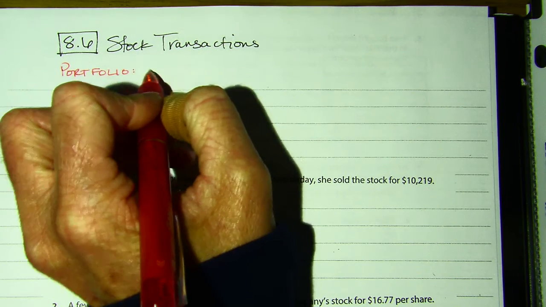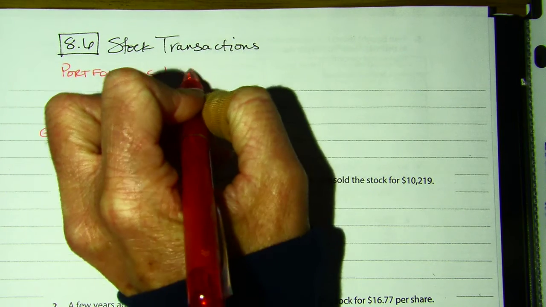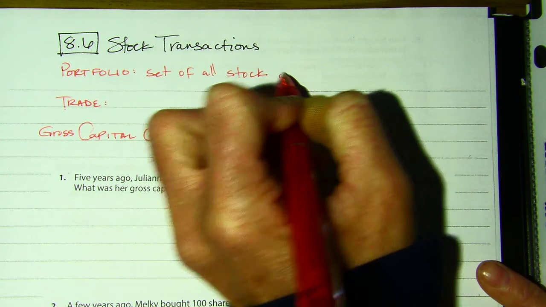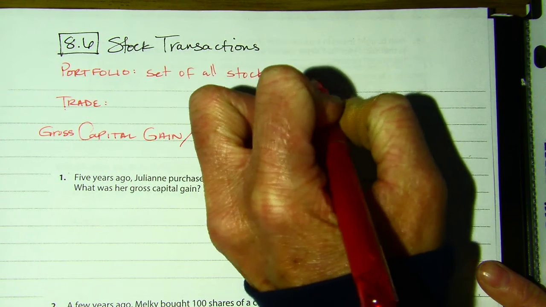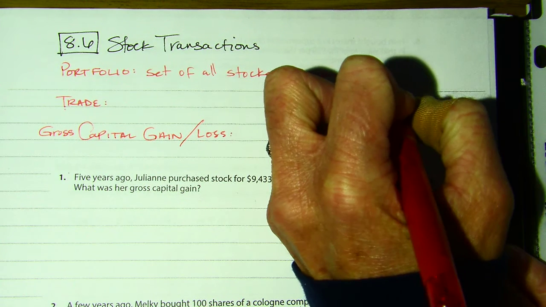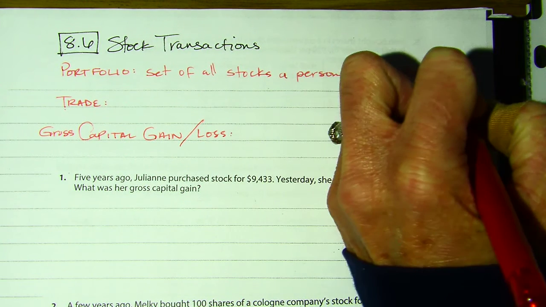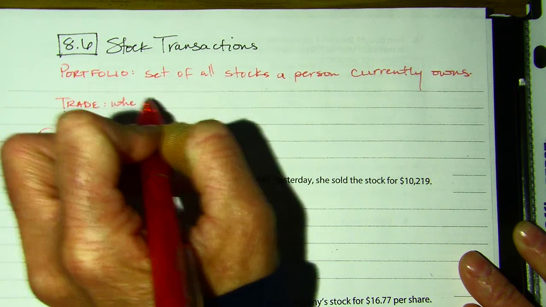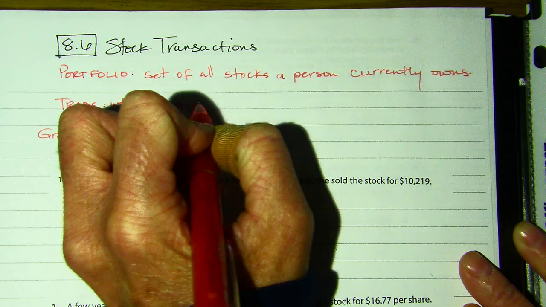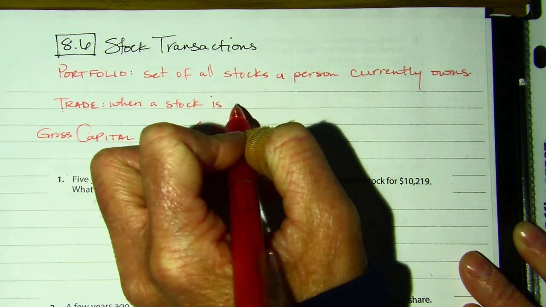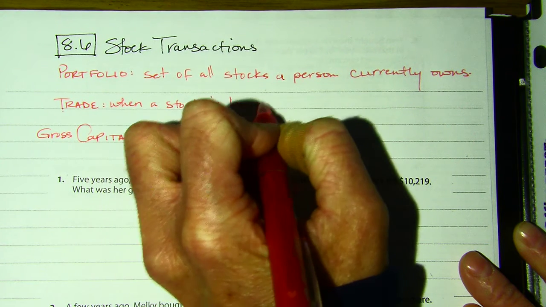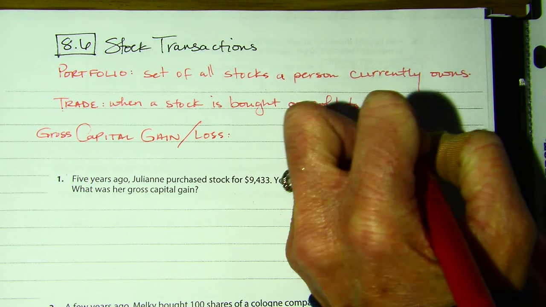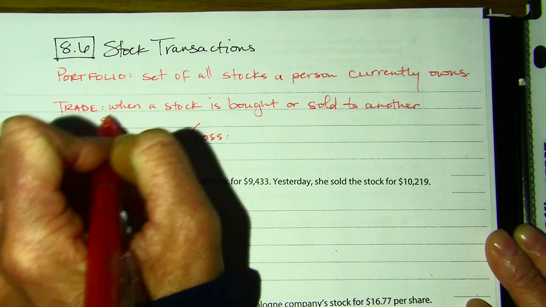Portfolio refers to the set of all stocks a person currently owns. A trade occurs when a stock is bought or sold to another stockholder.